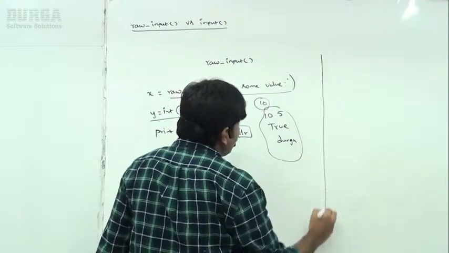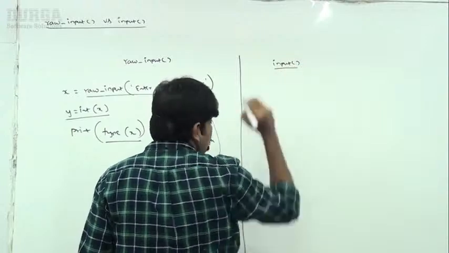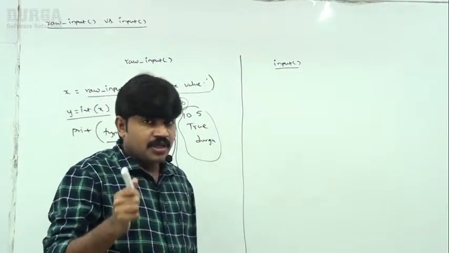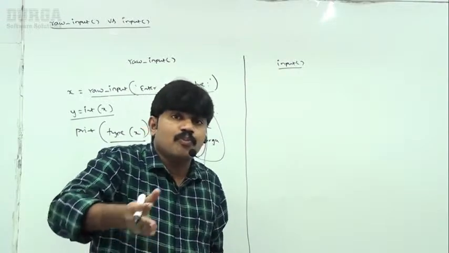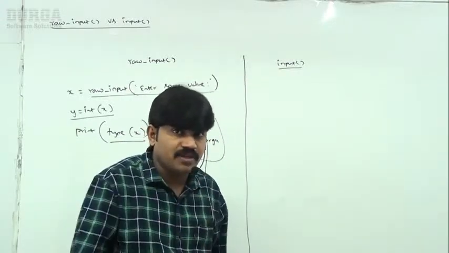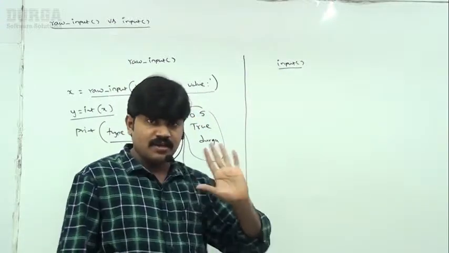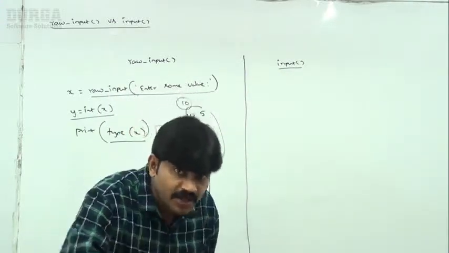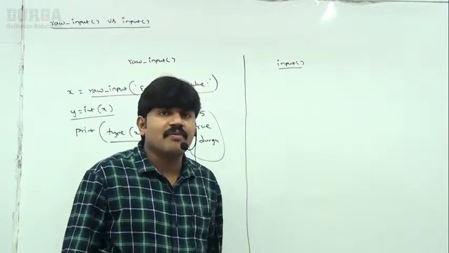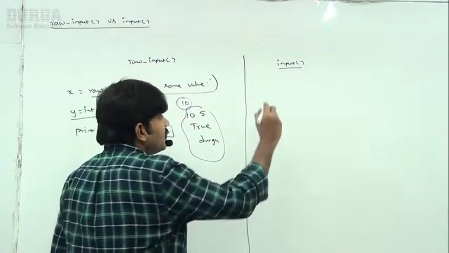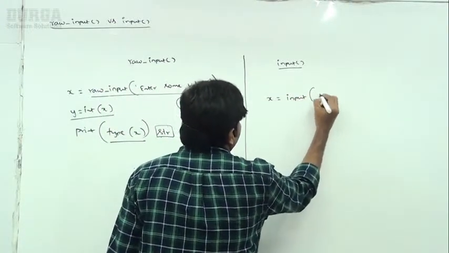Now, what is the next function we have? The input function, sir. This input function is always going to read the data from the end user and provide the type based on the value. If the end user provided an int value, this function provides int type only. If the end user provided a string value, it provides string type only. We are not required to perform typecasting, sir.